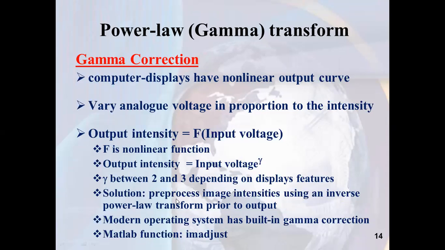So the solution is to pre-process the image intensity using an inverse power law transformation prior to output. So I do a gamma transformation between -2 and -3, I take the gamma -2 and -3 in order to compensate this artifact that happens in the image.